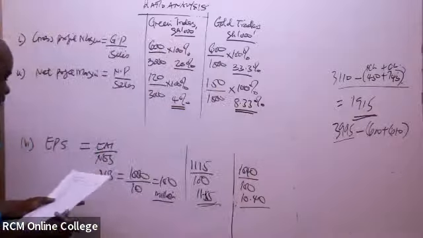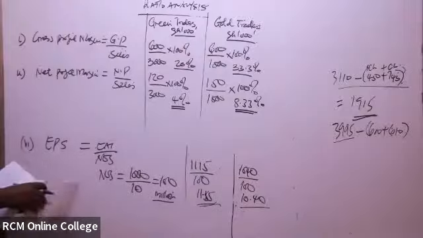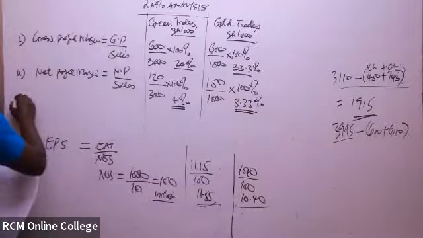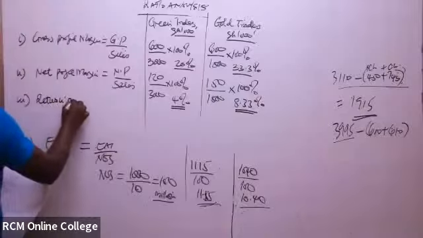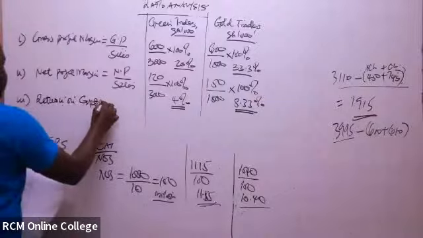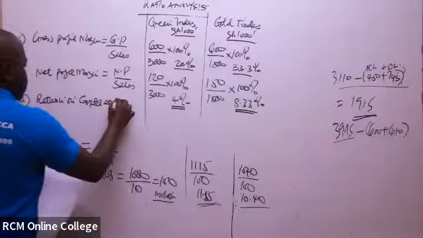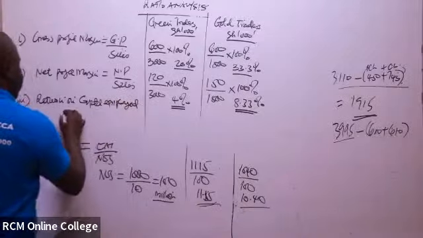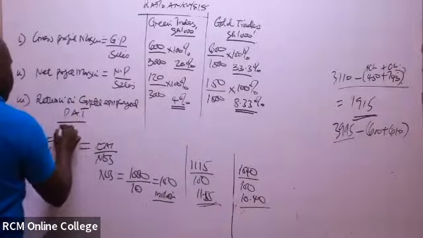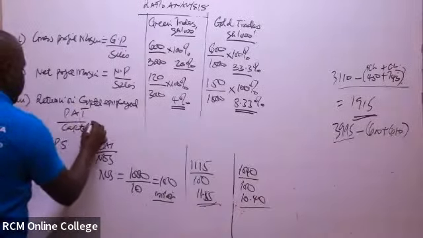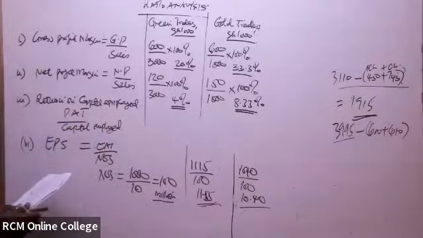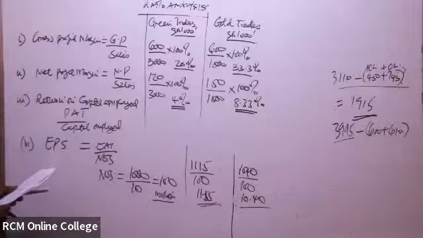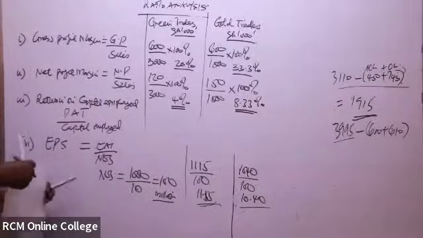Exactly 8.33%. Then number 3, you've actually been called upon to calculate the return on capital employed. The return on capital employed, you should be able to take the profit after tax over the capital employed. So we can be able to identify what is the capital employed.